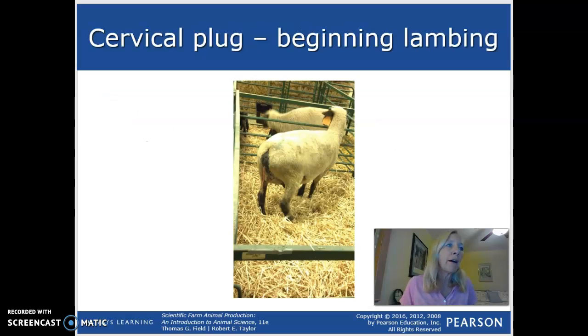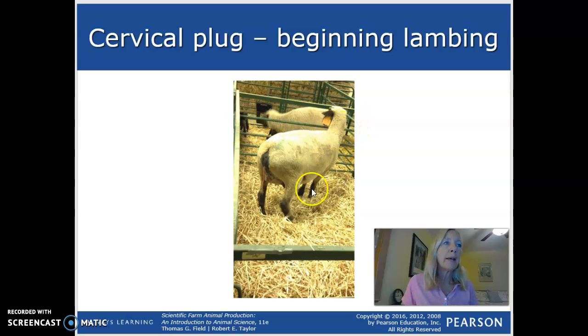So here's a picture of a sheep at school having a baby. And if we look at it, there's some really good stages. And these are true for sheep and goats and cattle. So all the ruminants kind of look the same when they're having a baby. So first this ewe was very restless, and she's very interested in these little babies over here because there's some baby lambs in the other pen.